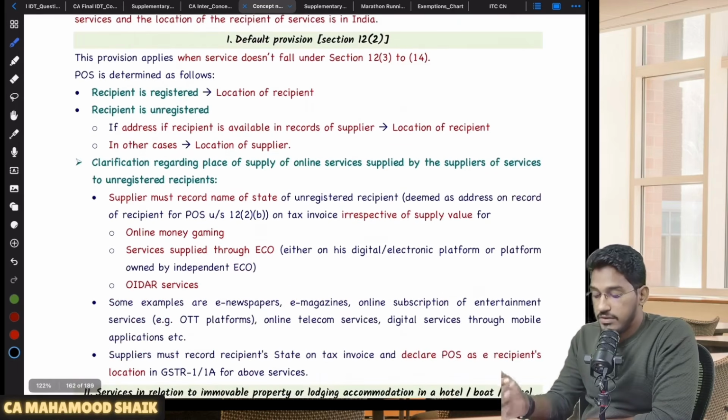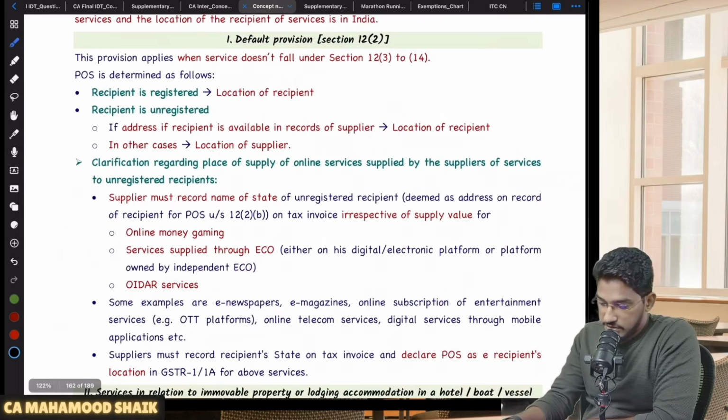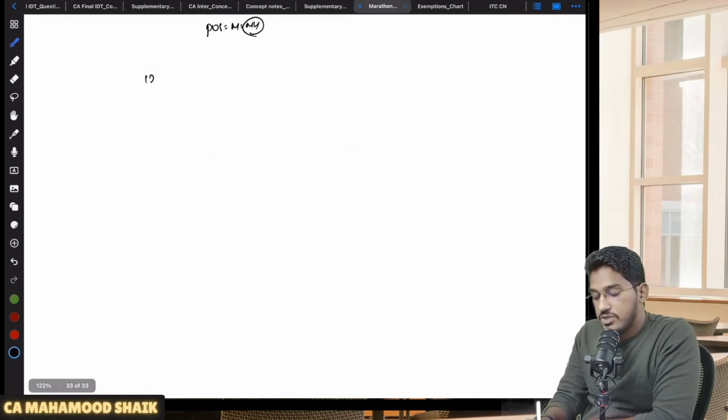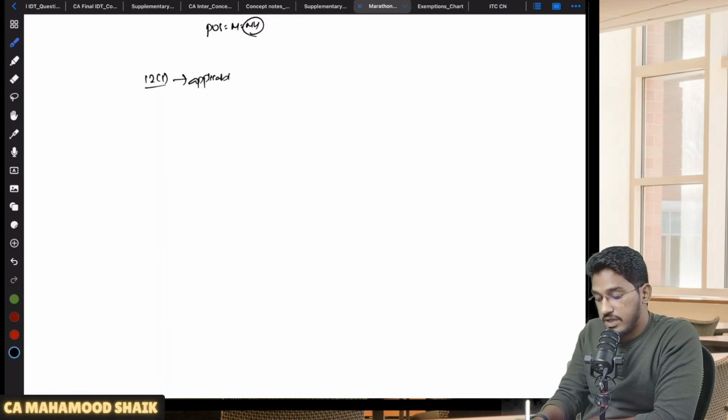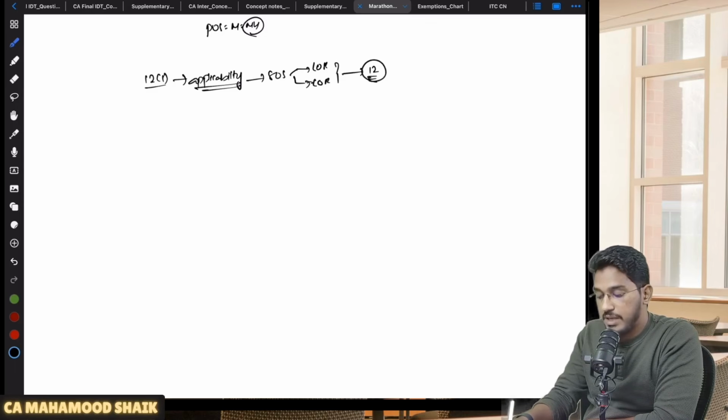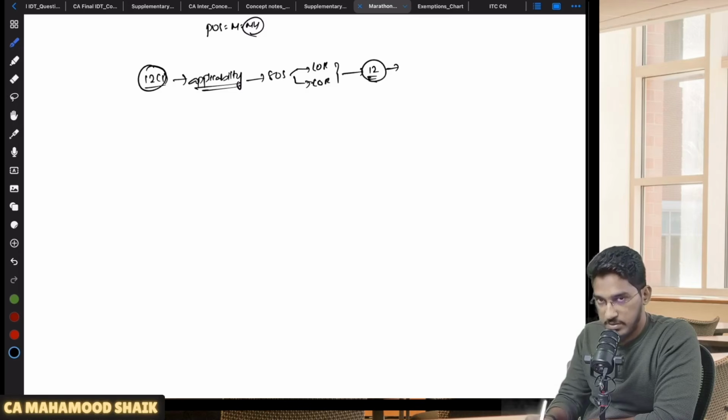Right. So now here we have different subsections. First let us try to understand the structure of section number 12. See, 12 subsection 1 talks about applicability. What it simply says is, if you are making supply of services where the location of the recipient and the location of the supplier both are in India, follow section number 12. Apply section number 12. In the below subsections, we have given guidance. Apply those subsections and determine the place of supply. So 12 subsection 1 talks about applicability.